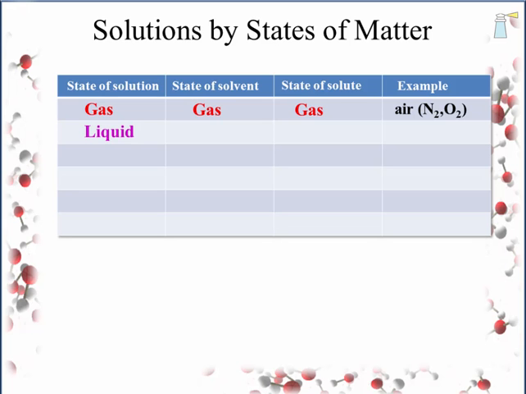For solutions that are liquid, there is a liquid solvent and liquid solute. Rubbing alcohol is a good example of this type of solution. It contains both water and isopropyl alcohol. The alcohol is usually in greater quantity and is considered the solvent.